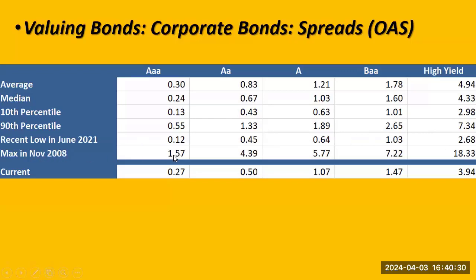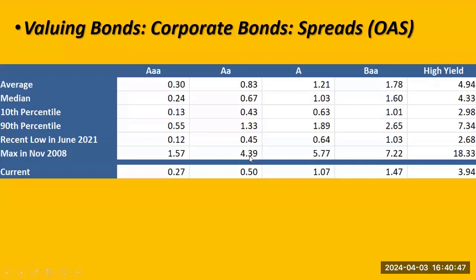November 08 was the max. It's amazing. Triple A's in 08, you're paying 157, which is essentially the same spread as a triple B bond or a triple A bond. It was crazy back then. You should have been buying bonds in November of 2008 because you would have had a huge return in 2009.